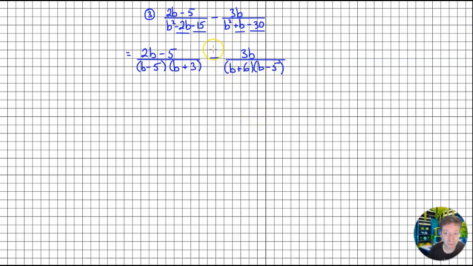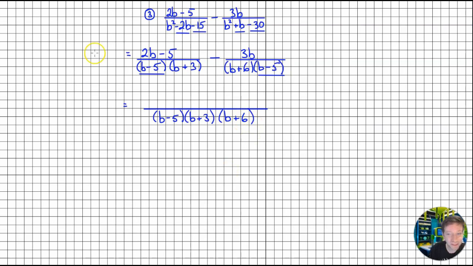Now, because we're subtracting, we need a common denominator. So let's look at what the common denominator would be. Both terms already have b minus 5, but one term has b plus 3, and one term has b plus 6. So the common denominator would be all these factors. So we have b minus 5, we have b plus 3, and we must also have b plus 6.